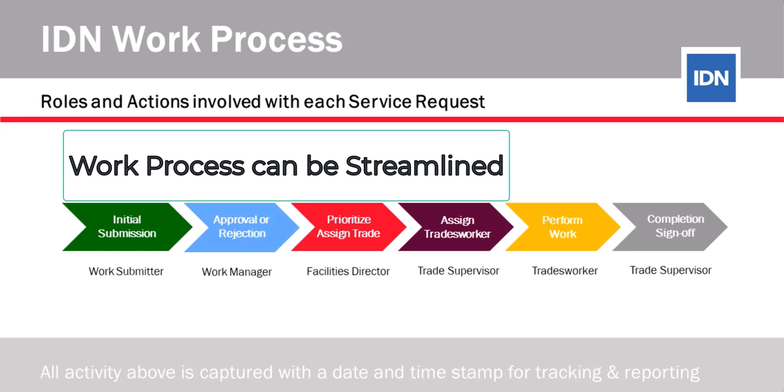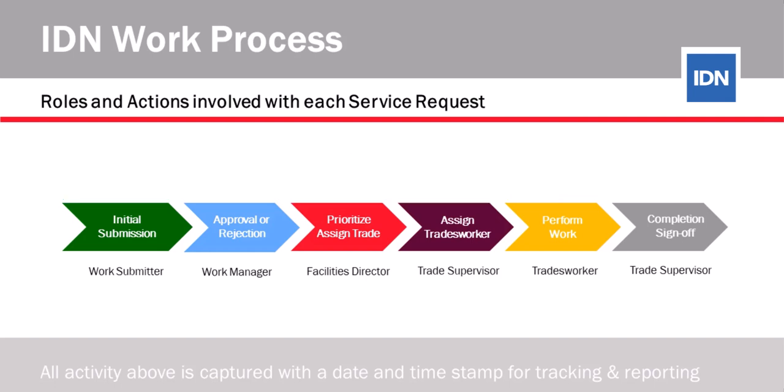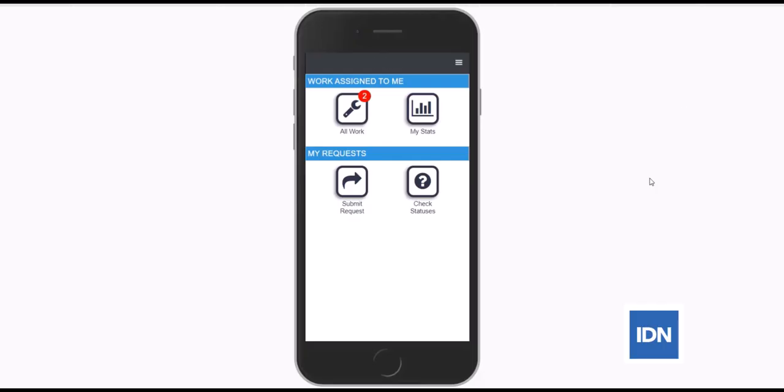The fifth step of the work management process is to perform the work and record any hours and costs associated with it. This phase of the process is controlled by the trades workers. Here you can see a trades worker mobile dashboard.